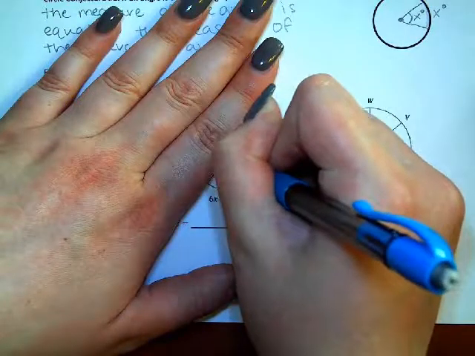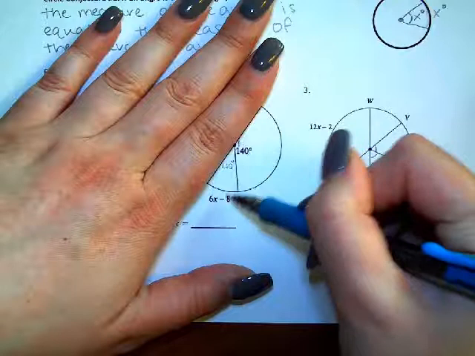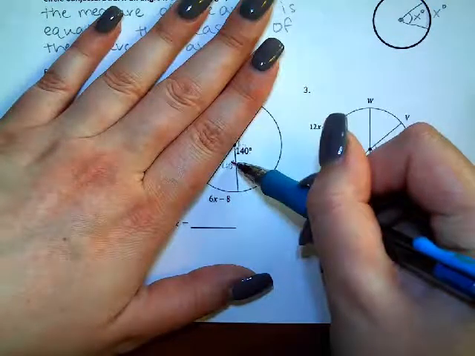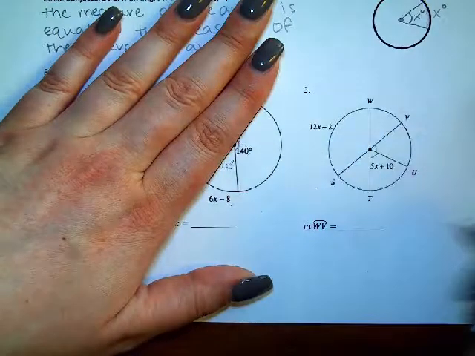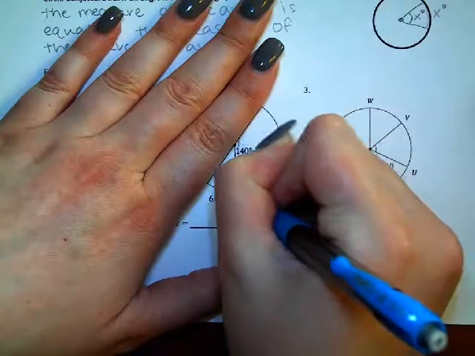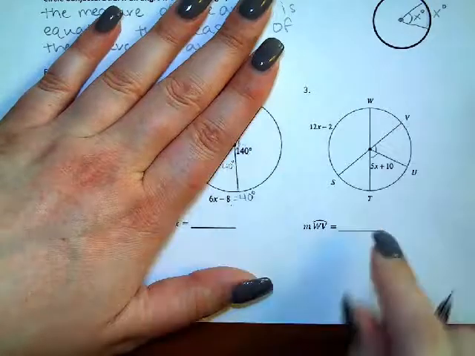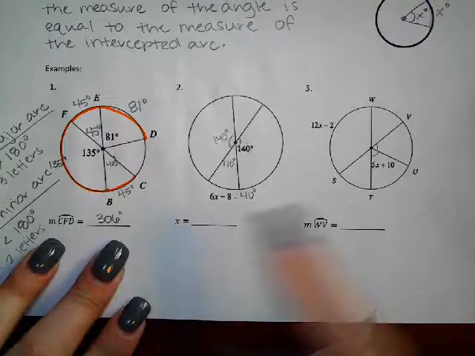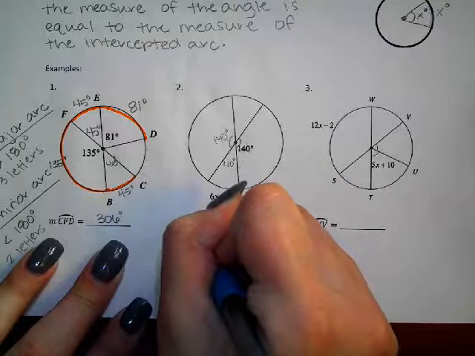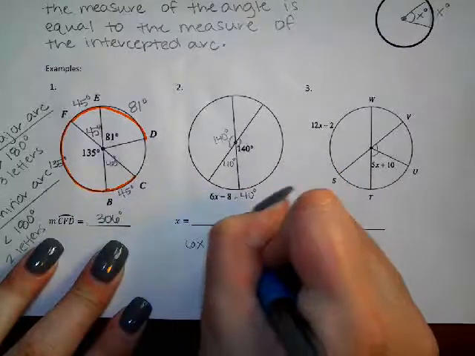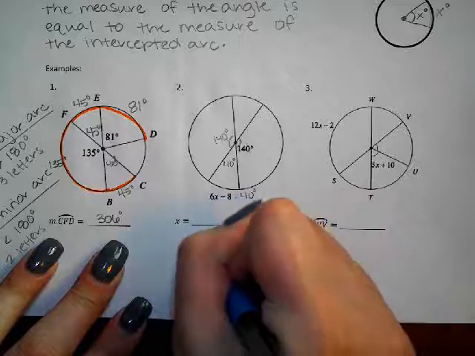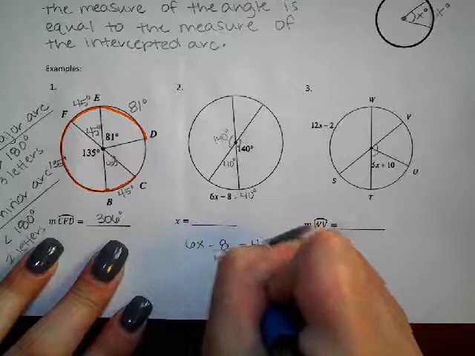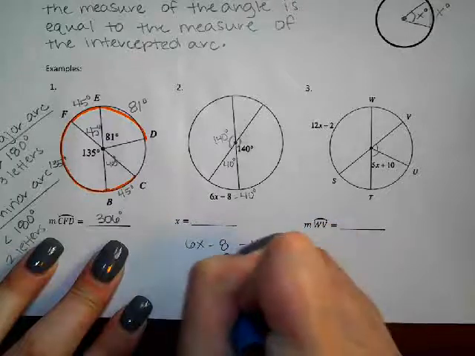Now, these two have to be exactly the same because this is a central angle, this is the intercepted arc. So that means that this equals 40 degrees. Now, all they're asking me to do in the problem is solve for x. So I can go ahead and do that. 6x minus 8 equals 40. Add 8. 6x equals 48. Divide by 6. X equals 8.